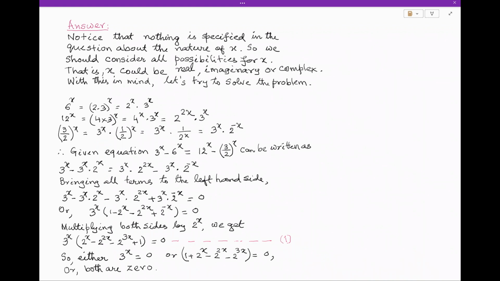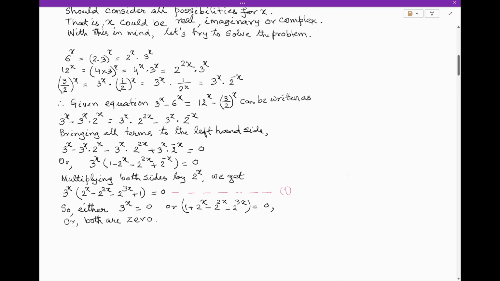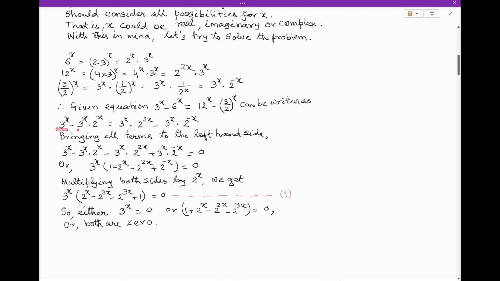Now, therefore, the given equation, that is 3 to the power of x minus 6 to the power of x is equal to 12 to the power of x minus 3 by 2 to the power of x, can be written as 3 to the power of x minus 3 to the power of x multiplied by 2 to the power of x, that is equal to 3 to the power of x multiplied by 2 to the power of 2x minus 3 to the power of x multiplied by 2 to the power of minus x.